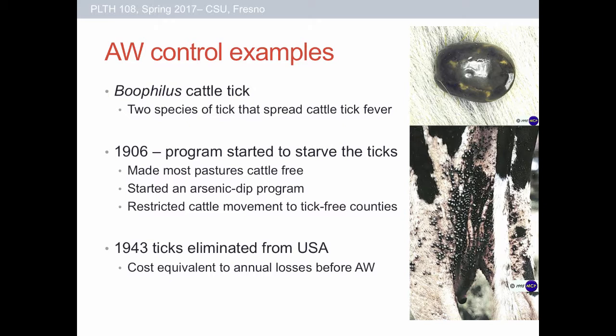Oh, I thought that was 1,943 ticks eliminated from the U.S. Fair enough. Really low success program, or there weren't very many ticks. You have to understand there weren't very many cows in Texas at this time. Right. No, but yeah, I say by 1943 they'd been eliminated.